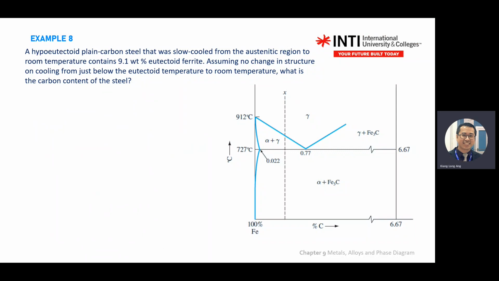So let's look at how we apply all the information. You're given a chart, and in this chart you see ferrum and carbon, with carbon up to 6.67. The temperatures you're given are 900 something and 727. You know that after 727, you get pearlite. Then here is alpha. Even though the question doesn't give it to you, you know that here is alpha.